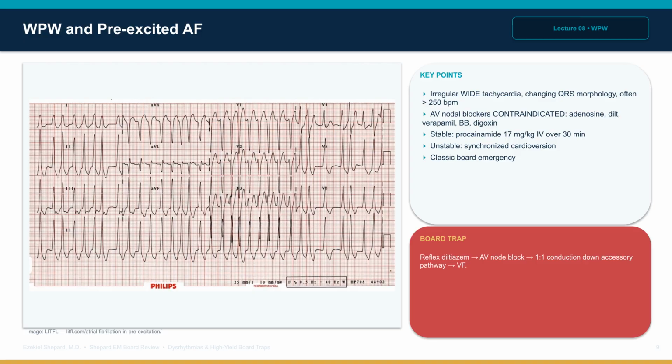Treatment: procainamide 17 milligrams per kilogram intravenously over 30 minutes for stable patients. Synchronized cardioversion for unstable. The board trap is reflex Cardizem. WPW ECG buzzwords: short PR under 120 milliseconds, delta wave, widened QRS. The most dangerous distractor on boards: digoxin. It shortens the accessory pathway refractory period, accelerates conduction, and can cause ventricular fibrillation and death. The correct answer is procainamide or synchronized cardioversion.